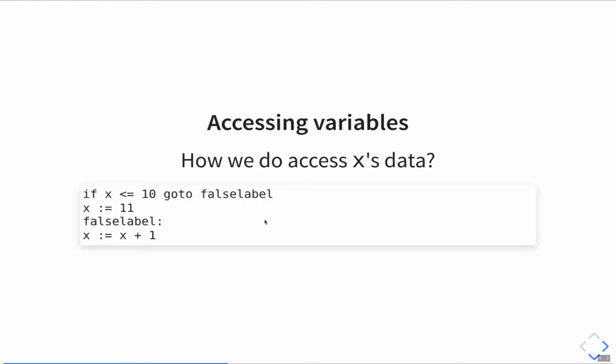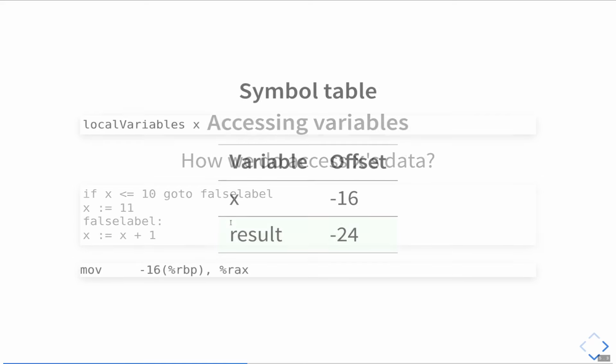So quick quiz, how do we access the value in a variable in assembly? For example here, x equals 11, x equals x plus 1, x is less than or equal to 10. How do we get the value of x in all these cases? Here, here, and here, and here. Well, we have to use the symbol table, right?